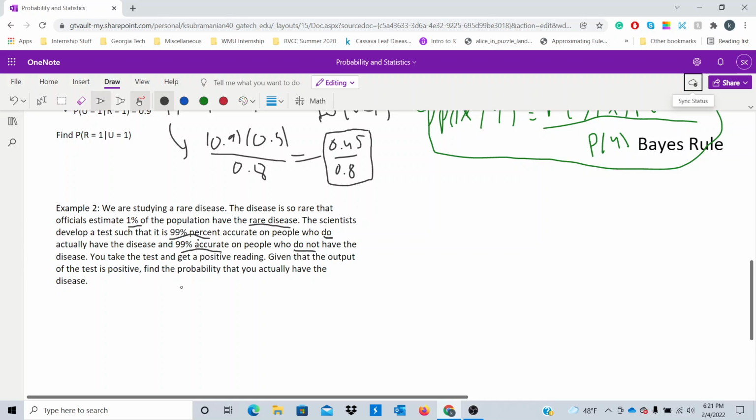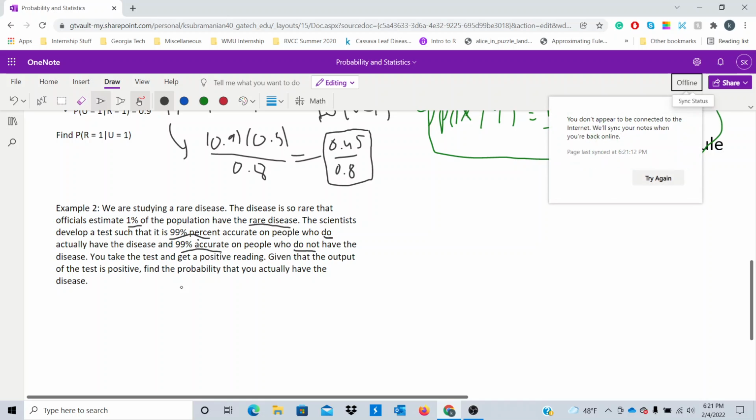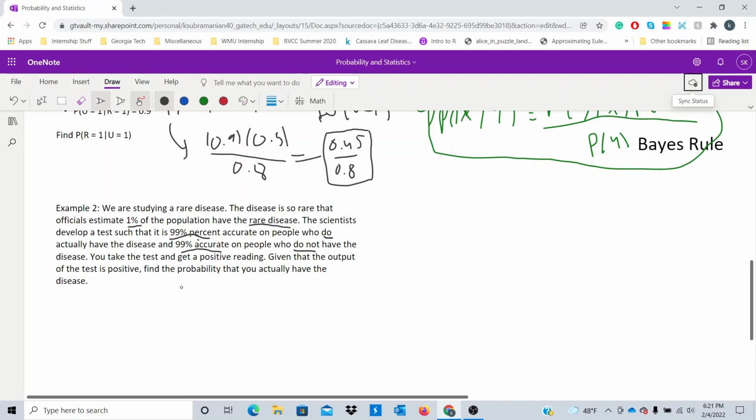So let's break down what that sentence means. It means that if you actually have the disease, the chance of your test saying that you do have the disease, or giving a positive result, is 99%. And if you don't have the disease, the chance of your test saying that you're negative for the disease is 99%. Now, let's imagine this scenario. We take the test.